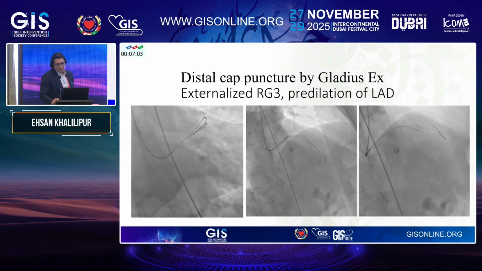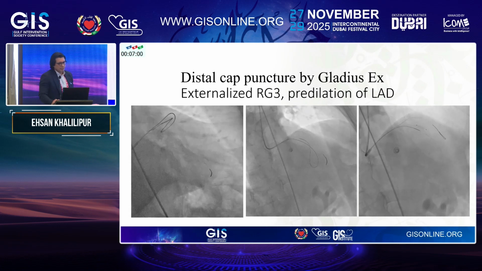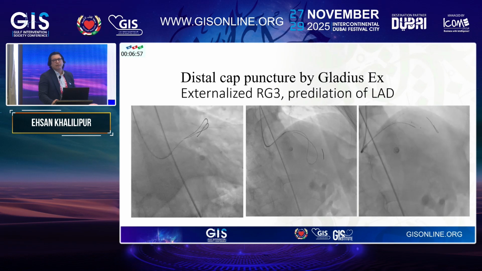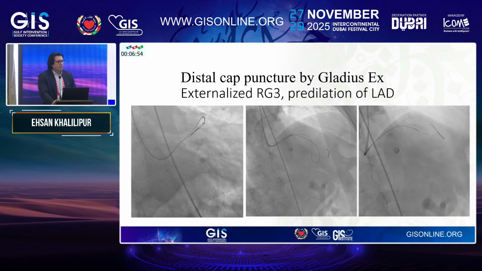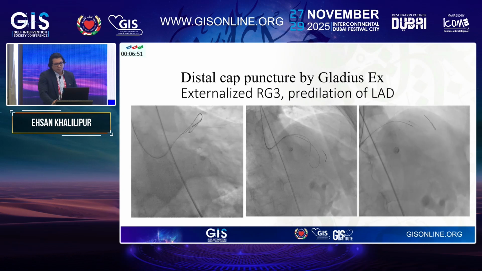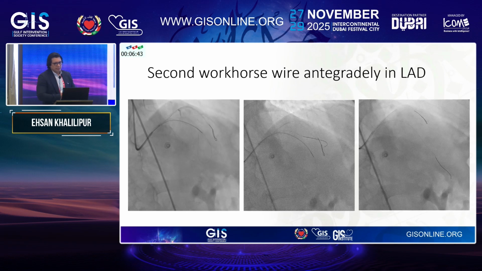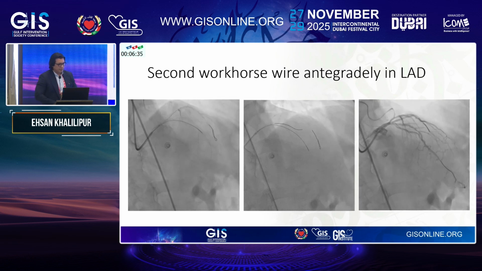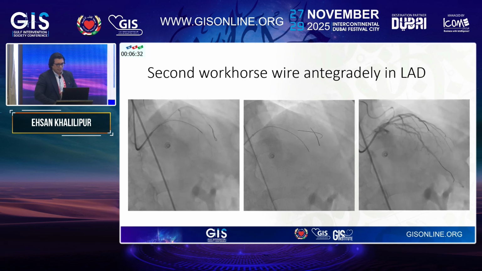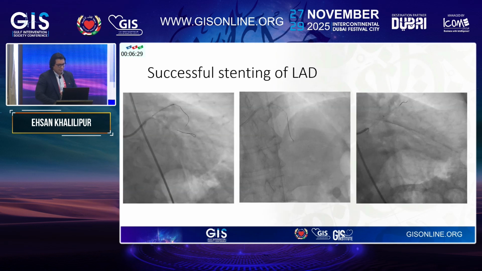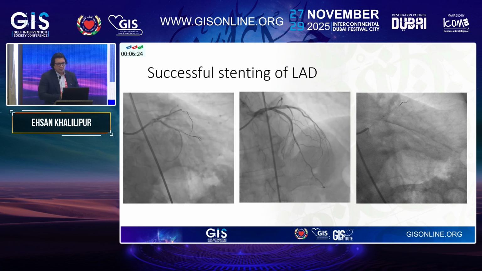From this point, we could do some variations of this technique, performing the predilation ballooning over this RG3. We could use an antegrade microcatheter, or the tip-in technique, or rendezvous, no difference. After performing the predilation, we could pass the antegrade wire again and easily work over the antegrade wire to perform the PCI and stent the proximal LAD. This is the image after the predilation and wiring. So we implanted the stent at the very proximal LAD, and this is the final result.